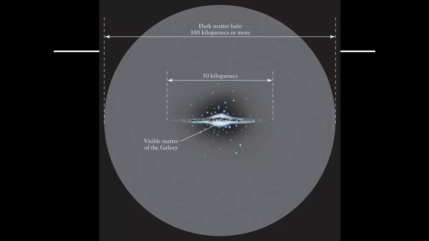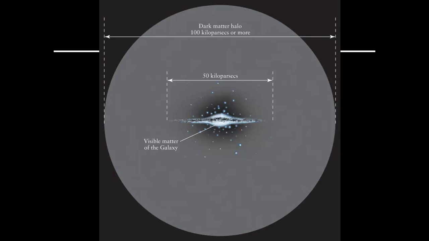So essentially we're not following Kepler's laws of planetary motion because it's all one big disk. Okay, so our Milky Way galaxy. Looking at this pictorial image, the center is the visible matter of the Milky Way galaxy going out to about 50 kiloparsecs.